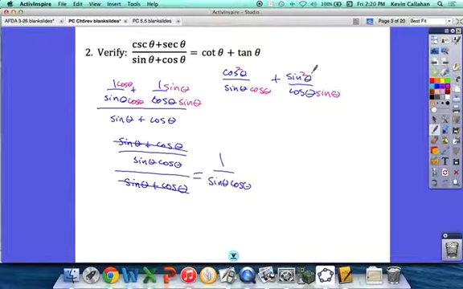So now we have sine squared plus cosine squared in the numerator, and sine theta cosine theta in the denominator. Okay, well the numerator is 1, right? This whole thing is 1, which is that. Done.